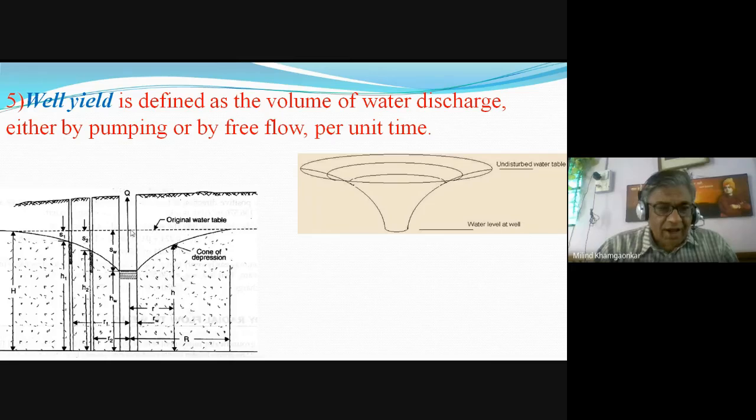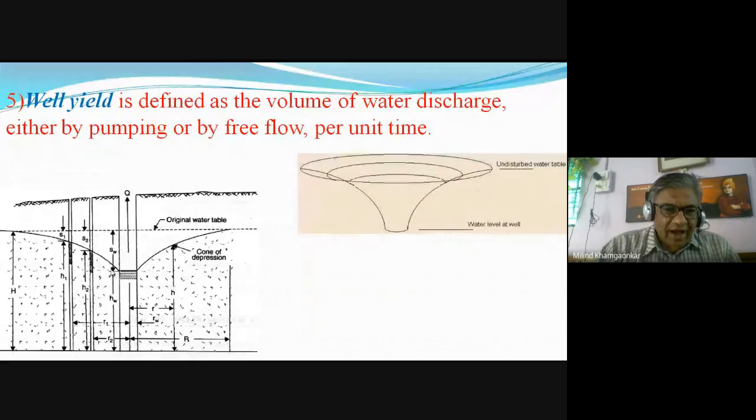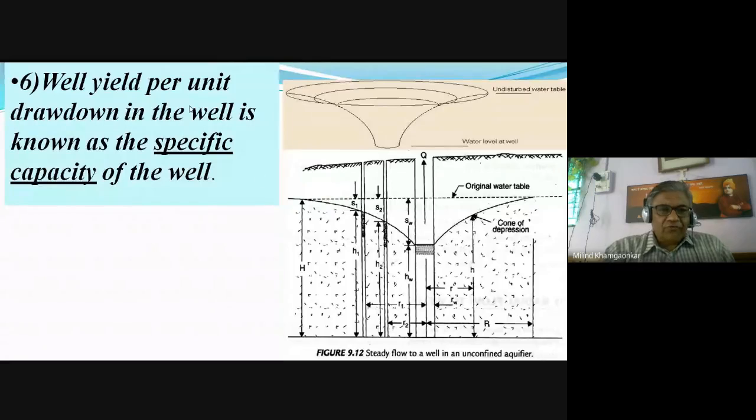As I have told you, I will be showing this sketch again and again. While listening to me, you concentrate on both of these sketches, the cone of depression and the drawdown of the central well SW, S2, S1, H1, H2, HW, R1, R2, etc. Now the well yield, as we saw, is the quantity of water that has been taken out or that is available through the well per unit time.